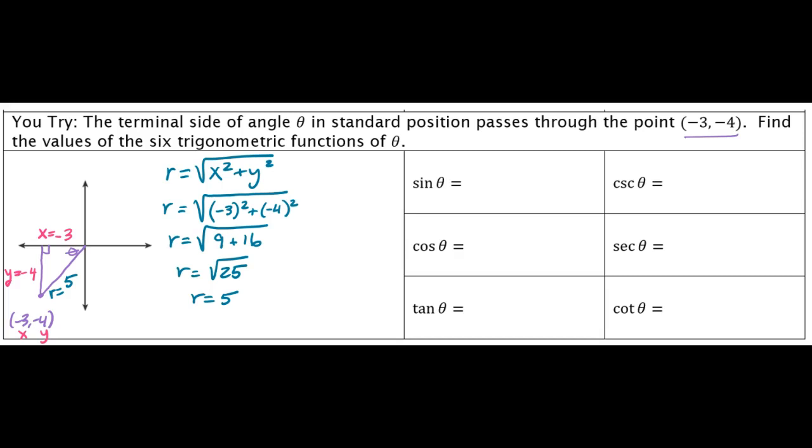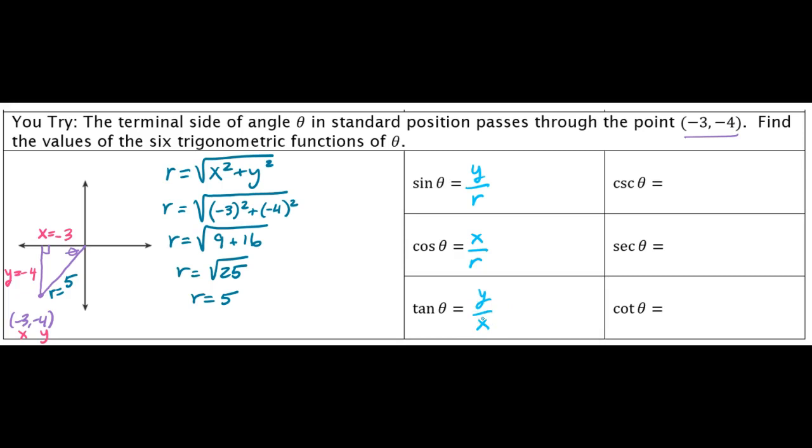So I'm going to go through each one before we do anything with numbers, and I'm going to write out what the ratios are. And these are things that you need to commit to memory. So if you don't have it memorized yet, that's okay, but it needs to be memorized eventually. Okay, so sine is y over r, cosine is x over r, tangent is y over x, and then the other three are just reciprocals.